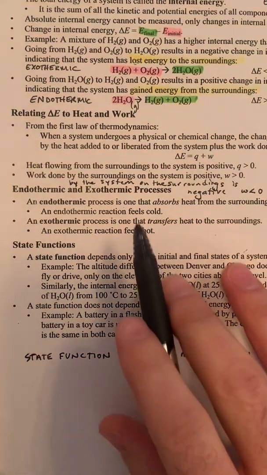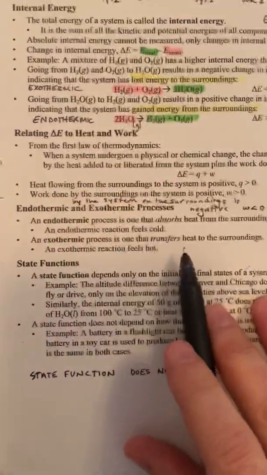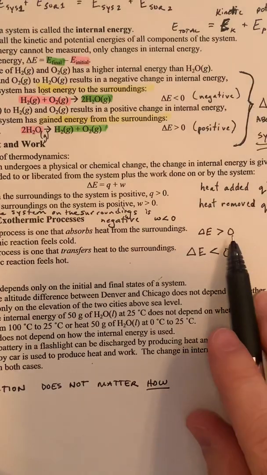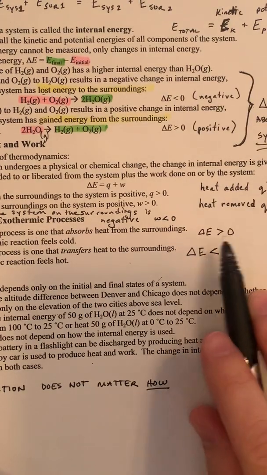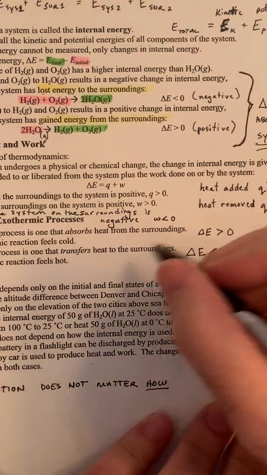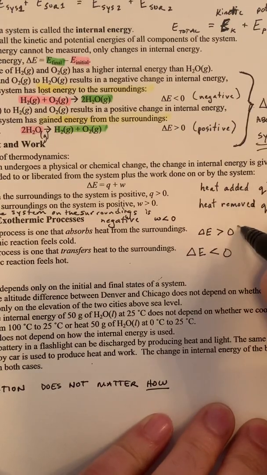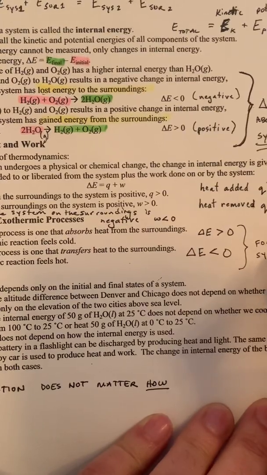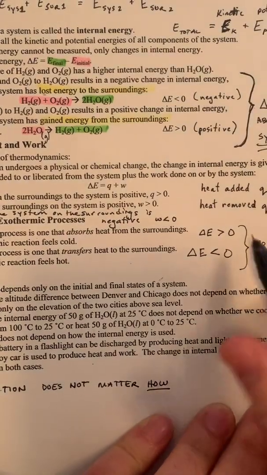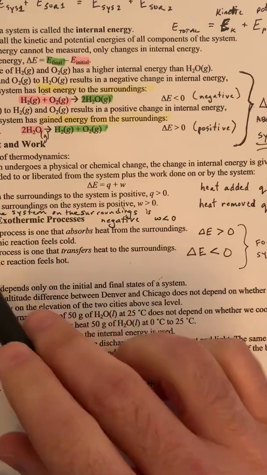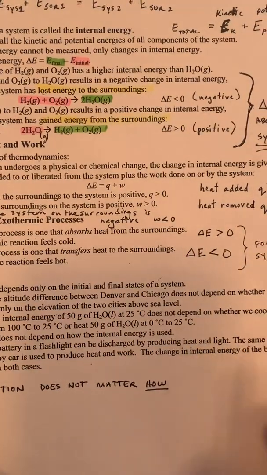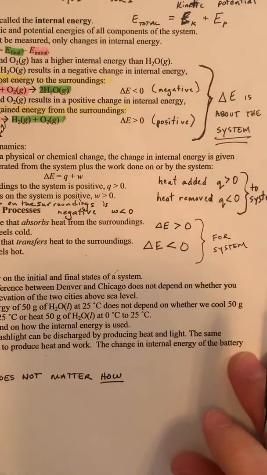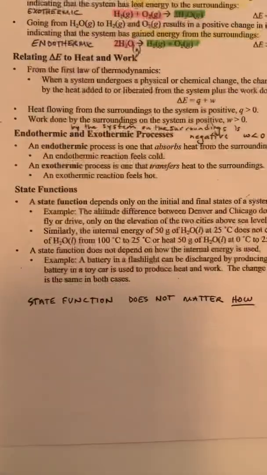Okay. So an endothermic reaction, like I had up above, in an endothermic reaction, your delta E is going to be positive. This is for the system again. We're talking about for the system. Okay. Delta E is positive. Exothermic, the delta E would be negative or less than 0 for the system. Okay. All right. Last thing.